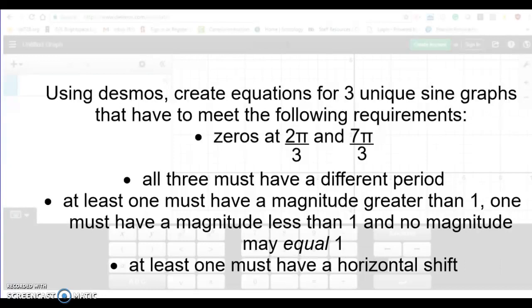All 3 equations and graphs must have a different period. What I like about 2 pi over 3 and 7 pi over 3 is, again, it just doesn't come to them really quickly like a pi over 4 or a pi over 2. So they all must have a different period. What else that does is it says, okay, the graph doesn't just have to go through 2 pi over 3 and then go up, up, up, come back down at 7 pi over 3. It could go up, down, up, down, up, down. It could go down, up. There's all sorts of ways that they could make this.